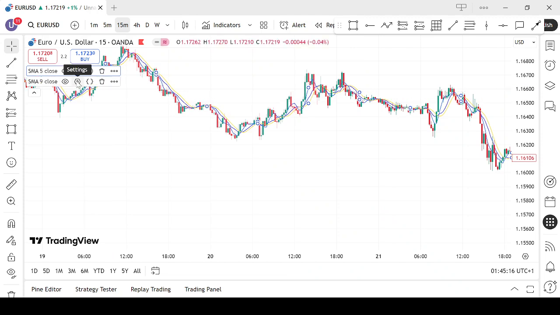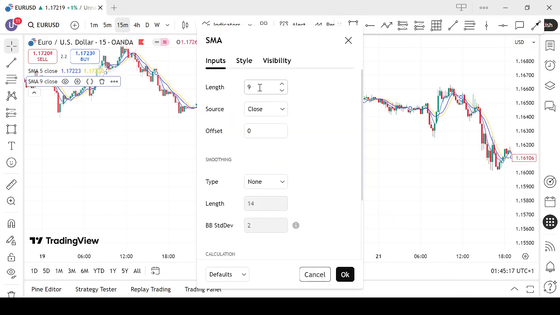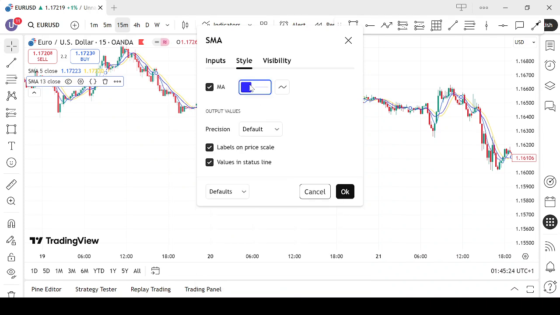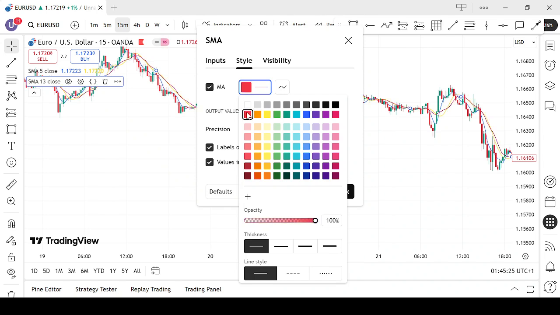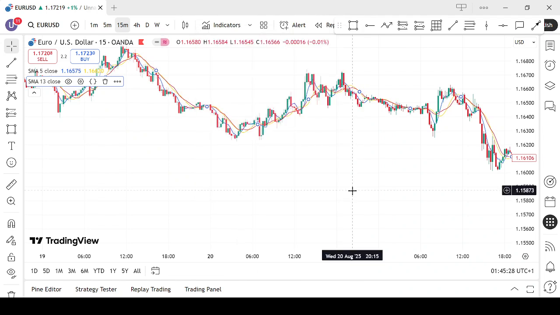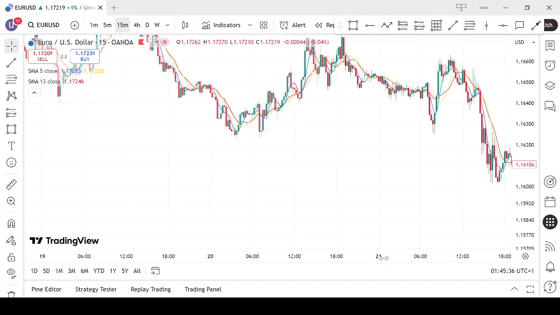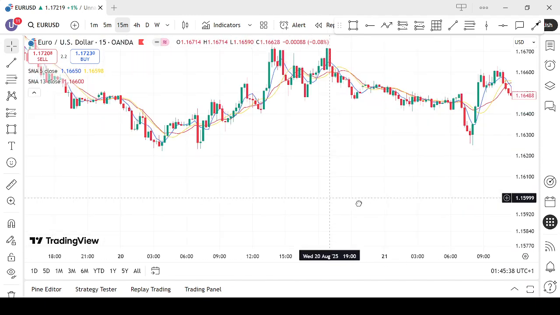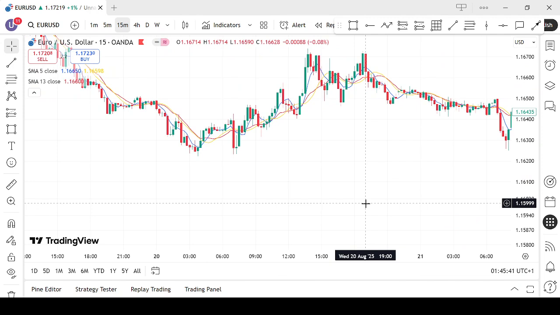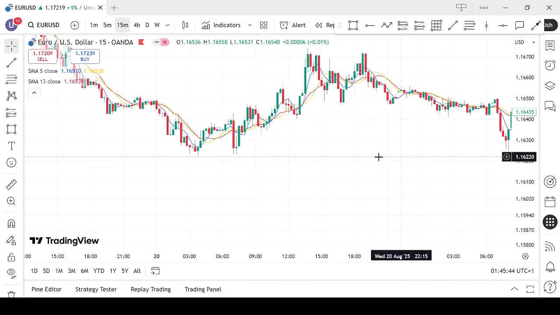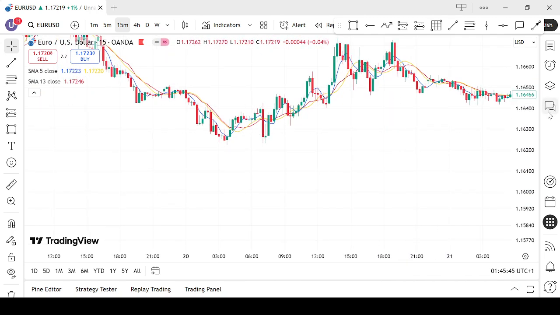Now the third moving average we are going to use would be our 13 period moving average. Let's change the color to red. So red will be our 13 period moving average. Now after setting our 5 period, 8 period and 13 period simple moving averages on our chart, you have to identify the overall trend in the market before placing any trade.